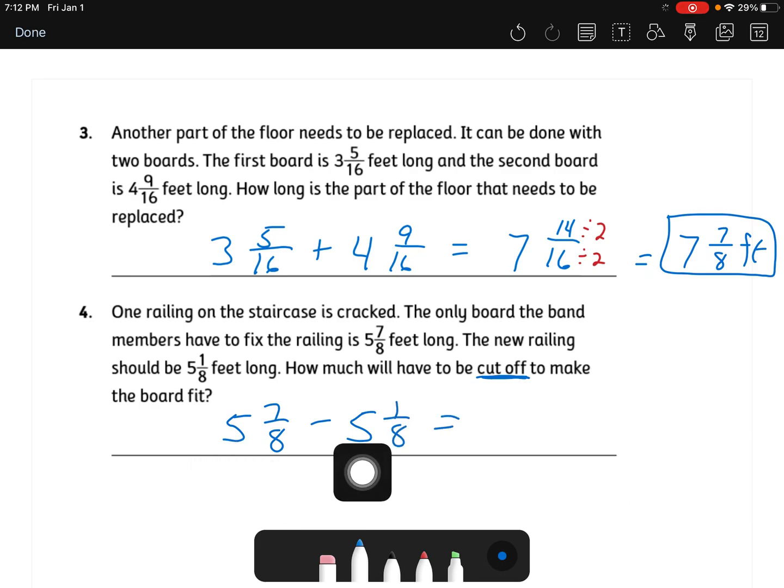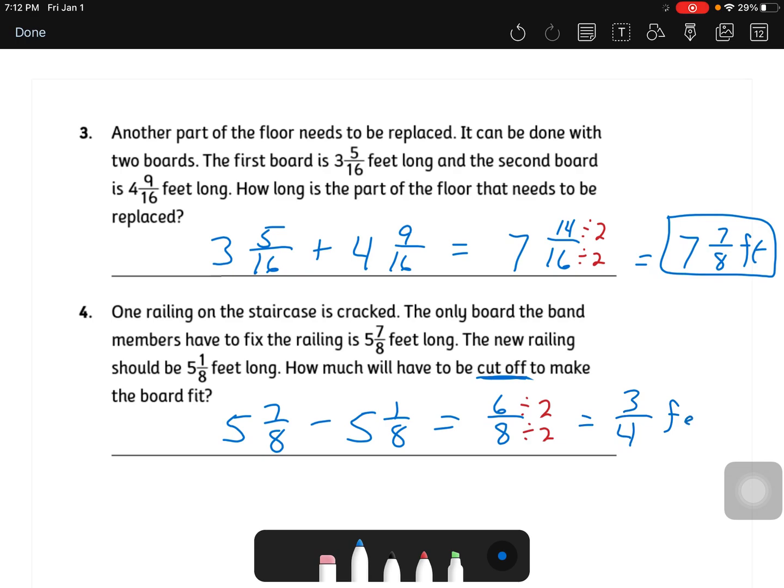Now on this one, the 5 minus 5, so now our whole number is basically gone because that would be 0, so we don't have to write 0. And all we'll have left is a fraction. So 7/8 minus 1/8, 7 minus 1 is 6, so we have 6/8. And again, these can be simplified by dividing by 2. So we're going to get 3/4 of a foot. That's what needs to be cut off, 3/4 feet.